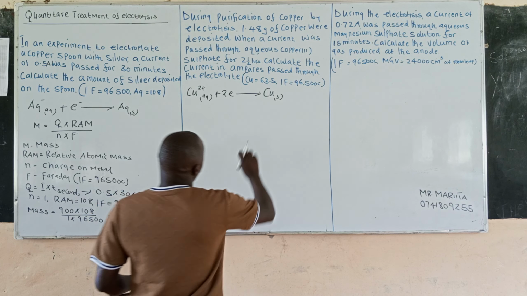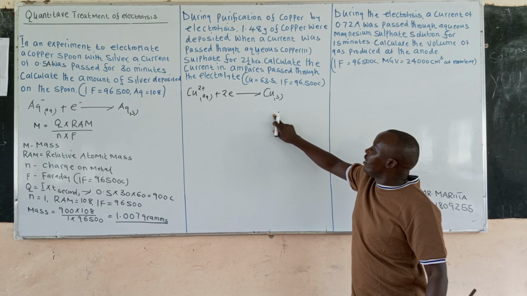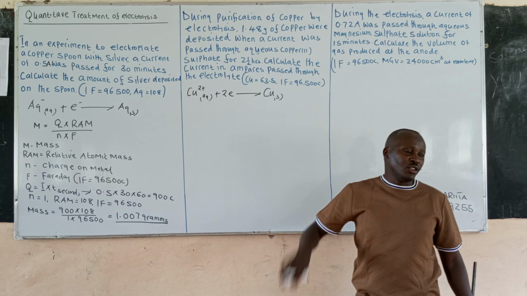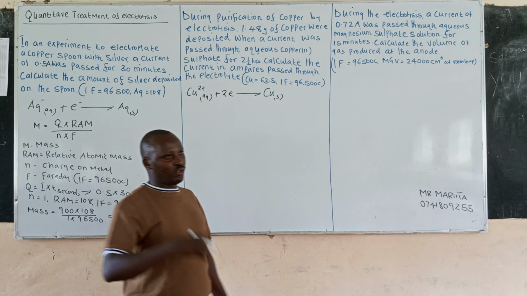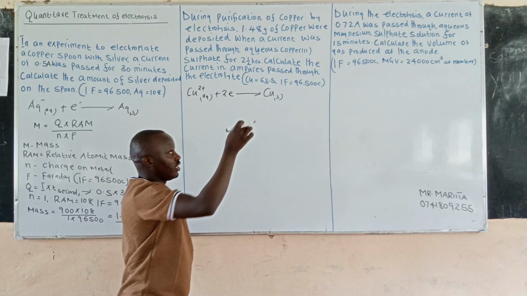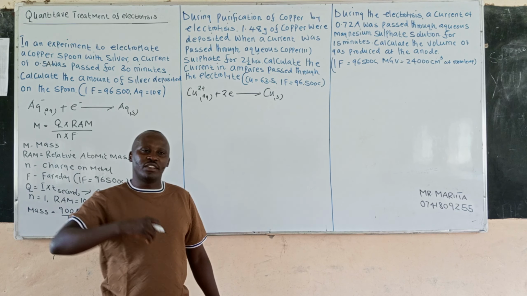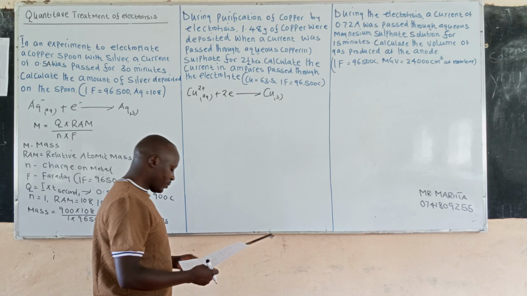What you can see here is that a brown solid is deposited at the cathode. In some situations where you will be required to state the observation made here, a brown solid of copper metal is deposited there, and the cathode increases in mass.